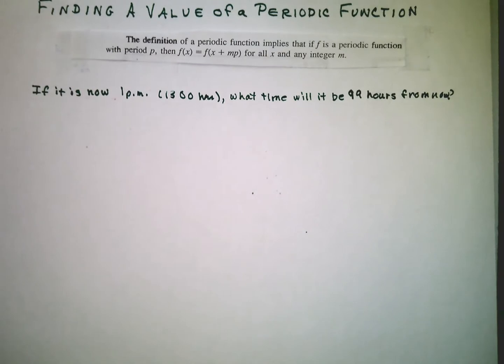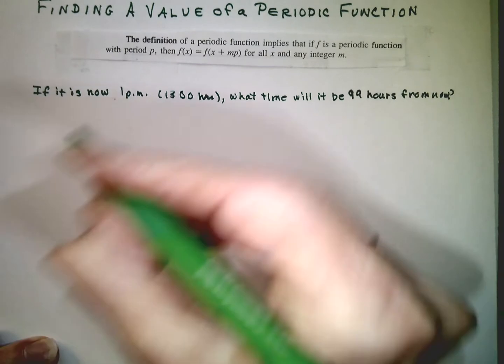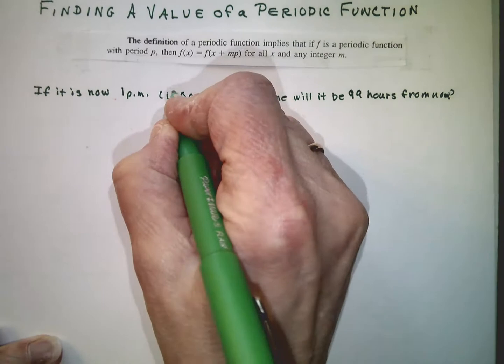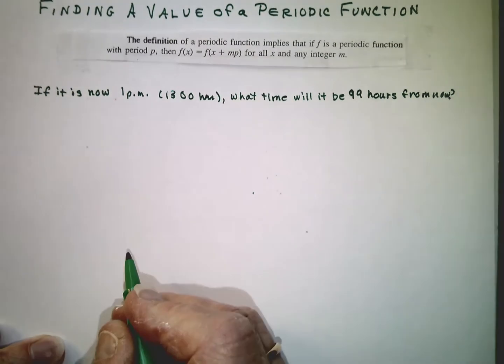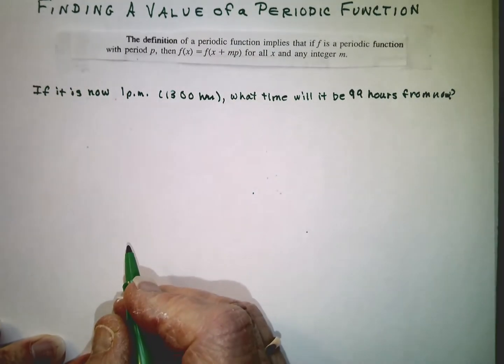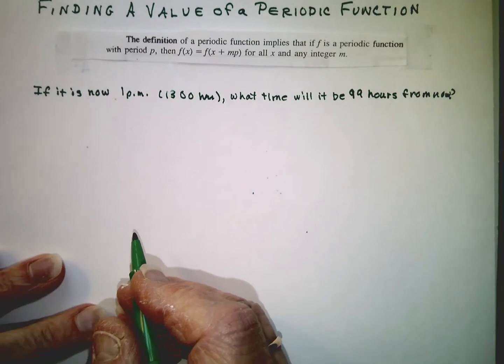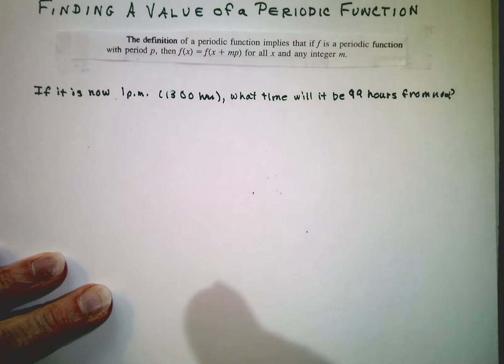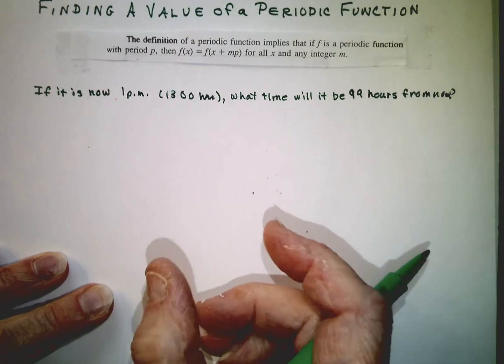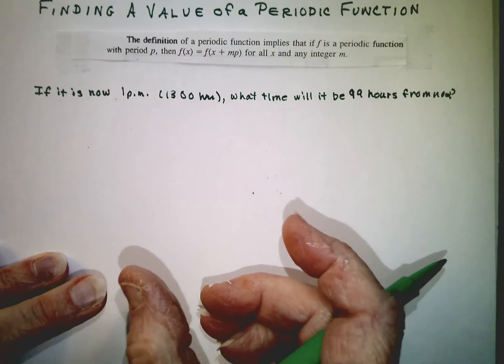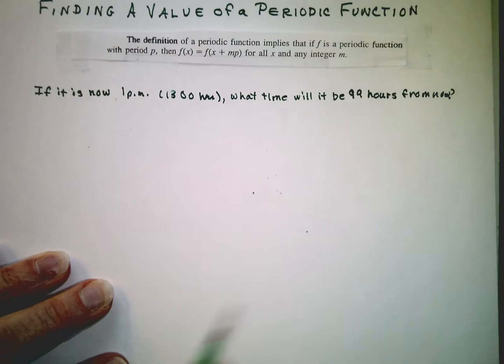Well, 99 hours, that's more than a day. That's more than 2 days. In fact, it's more than 3 days. So we're going to have to split these hours up into days. Now, each day is like a period. It's a cycle of hours, one complete cycle.